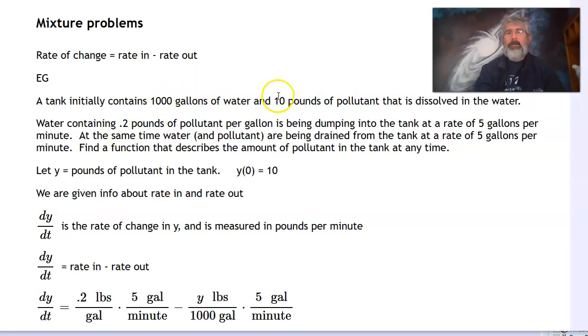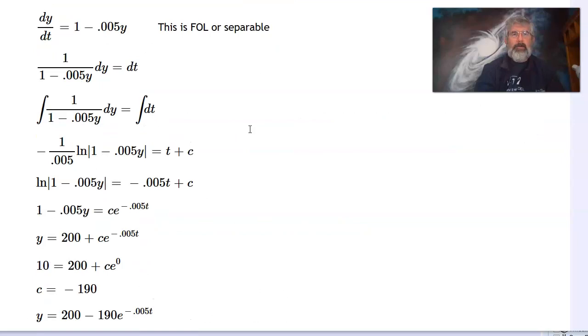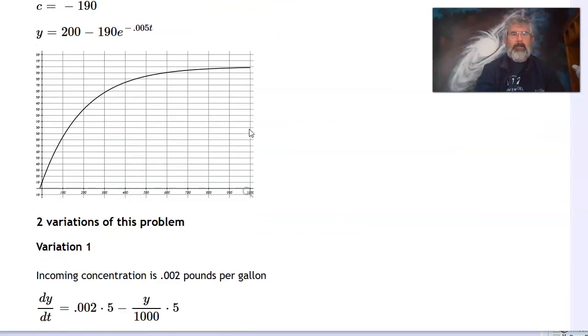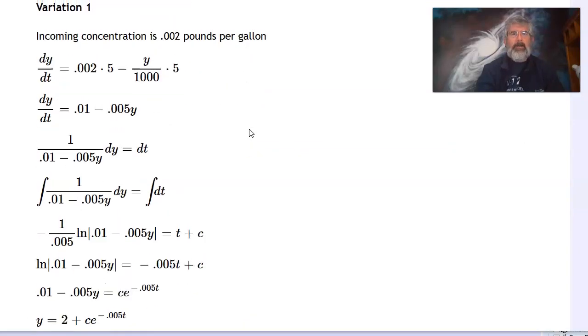So the concentration initially here was 10 in 1,000, so that's 0.01 pounds per gallon. Going to 0.002 means I'm dumping in a lower concentration than what's already there, so I would expect the amount to be going down. This is all the calculations and the graph from last time, and now we're going to look at this variation. So the concentration coming in is 0.002.